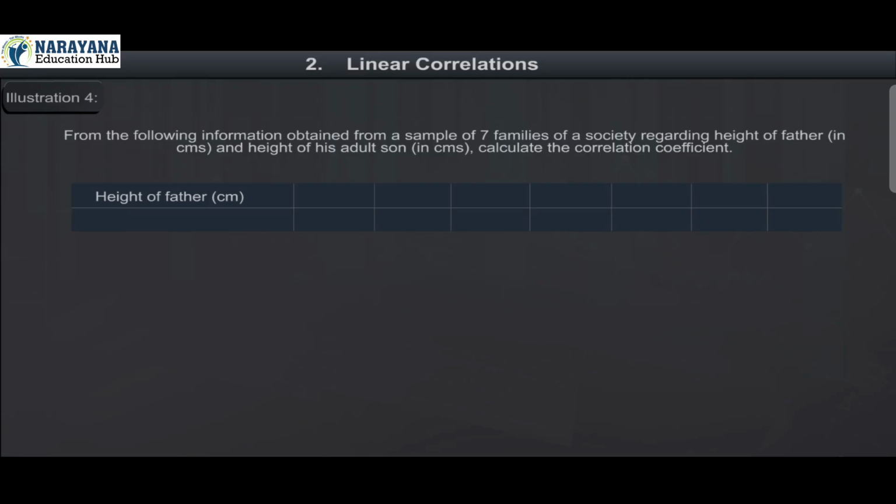Height of father in centimeter, height of son in centimeter: 170, 172; 169, 168; 168, 170; 167, 168; 166, 165; 165, 167; 164, 166. Answer.